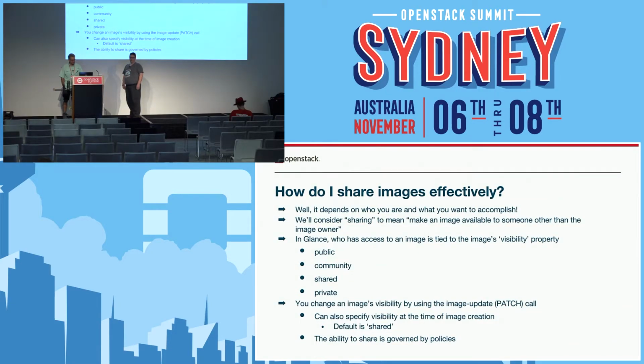And then let's talk about image sharing. So the question is, how do I share images effectively? It really depends who you are and what exactly you're trying to do. Sharing in the general sense just means to make an image available to somebody other than the owner. So in Glance, who can access an image is tied to the visibility property of the image. And we've got 4 values: public, community, shared, and private. The way to change an image's visibility in Glance is to do the image update call, which is the patch call for HTTP. And you can also specify the image visibility at the time of image creation. The default is shared, and we'll talk a little bit later about why that makes sense.